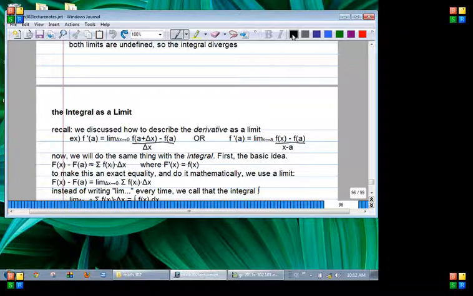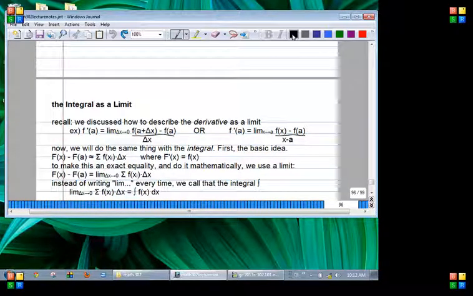So we talked about that in approximate terms before, and in approximate terms it looks like this. Right, so instead of writing limit blah blah blah, we just say this thing is called an integral. And we use that little squiggle. So the limit as delta x goes to 0 of the sum of f of xi times delta x is simply the integral of f of x dx. So this is the formal definition using limits.